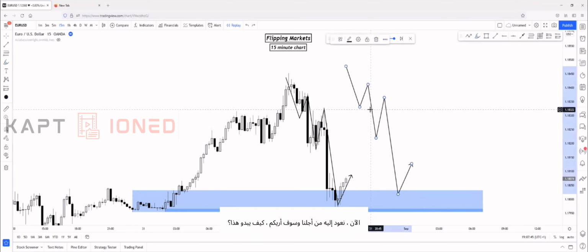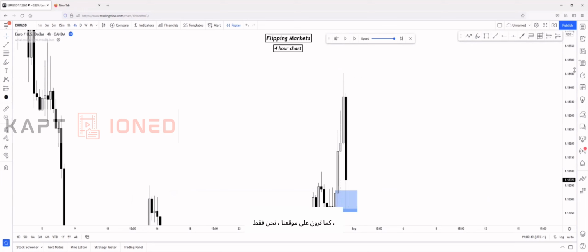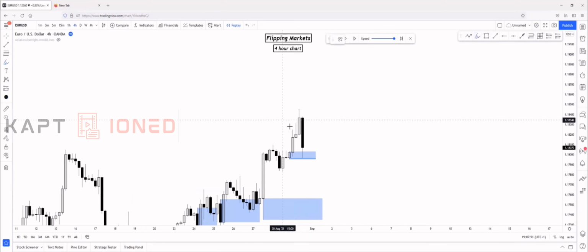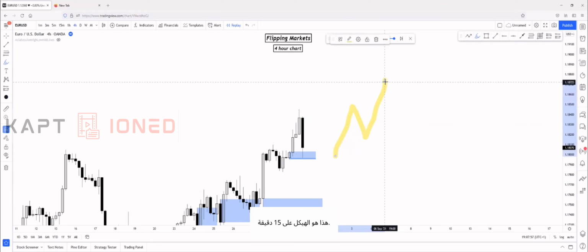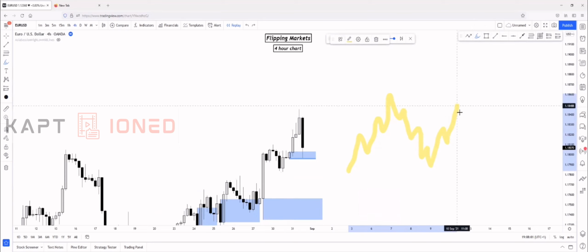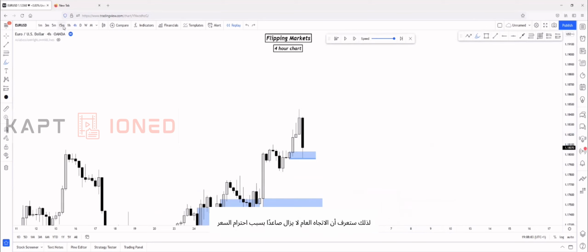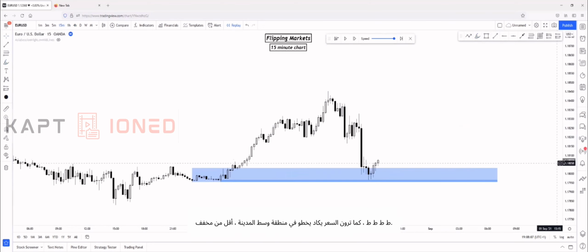I will switch back to the 4-hour and I will show you how this looks. So as you can see on the 4-hour, it's just a simple one candle to the downside. And on the 4-hour, this is the structure. On the 50-minute, this is the structure. So you will know that the overall direction is still bullish because price respected this demand zone.